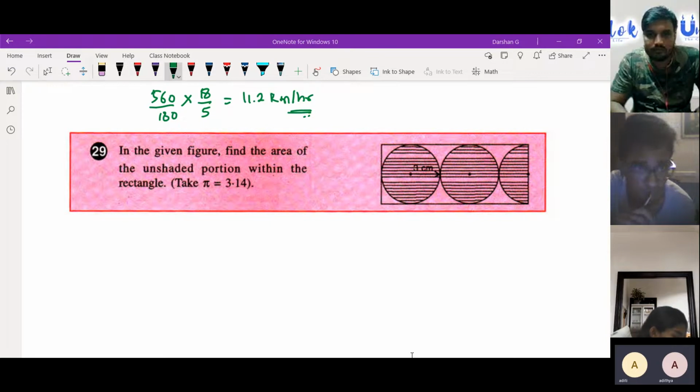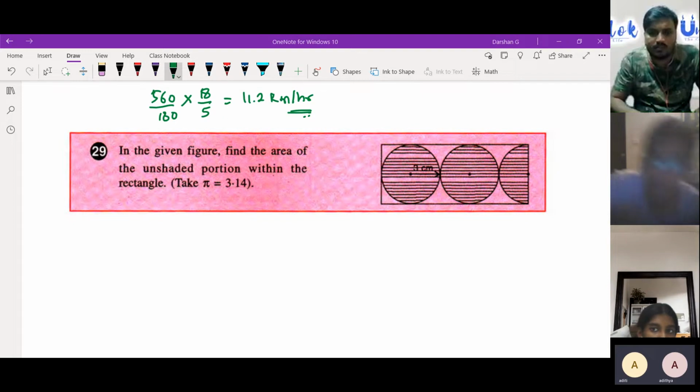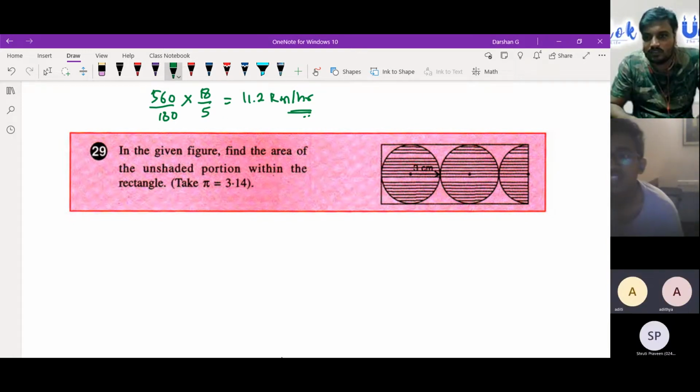Okay, let's see who can do this quickly. Sir, is the radius 3 centimeters? Yes, the radius is 3 centimeter. Is that not visible? The 3 centimeter is not visible. Okay, if you have any doubts, this is 3, not 8, it's 3.